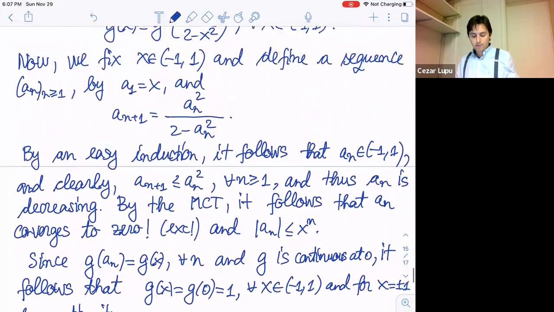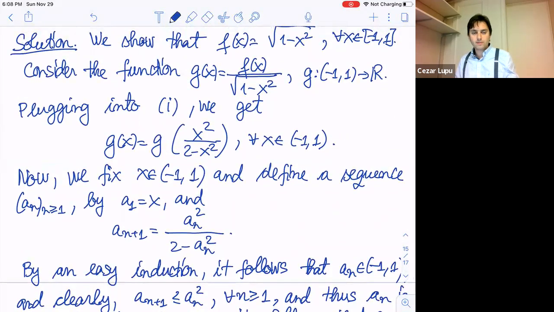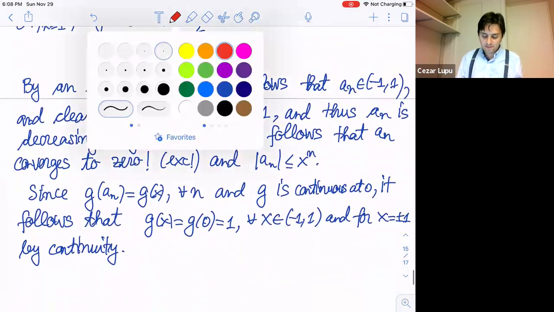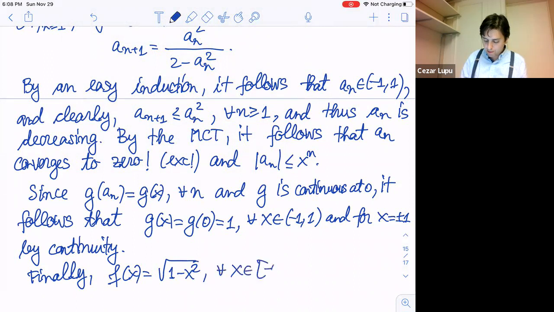Okay, that's great, beautiful. Let's go back and see who g was. Look at it here. So g of x is 1. So therefore, finally, f of x is nothing else than just the square root of 1 minus x squared. And we're done.